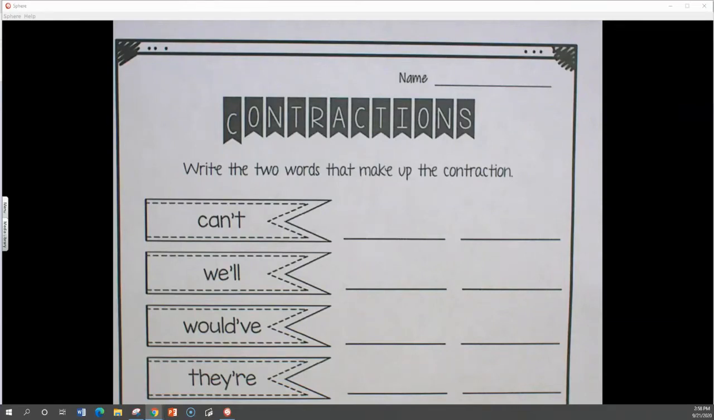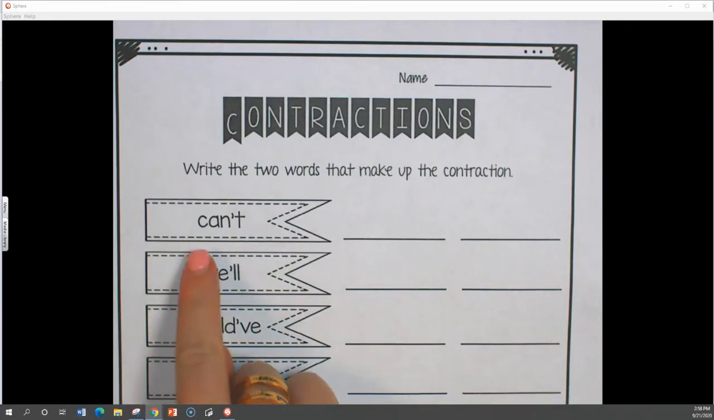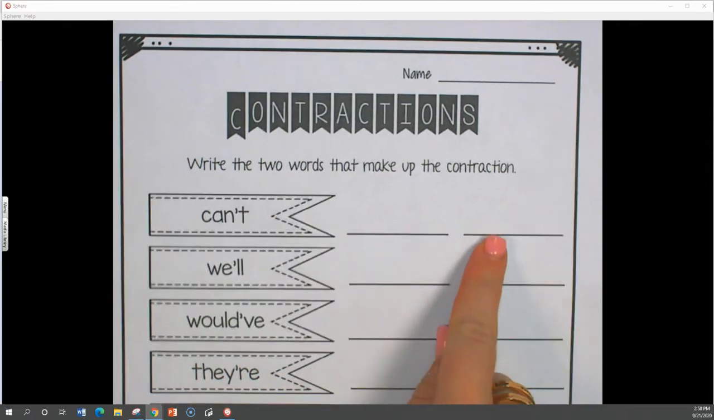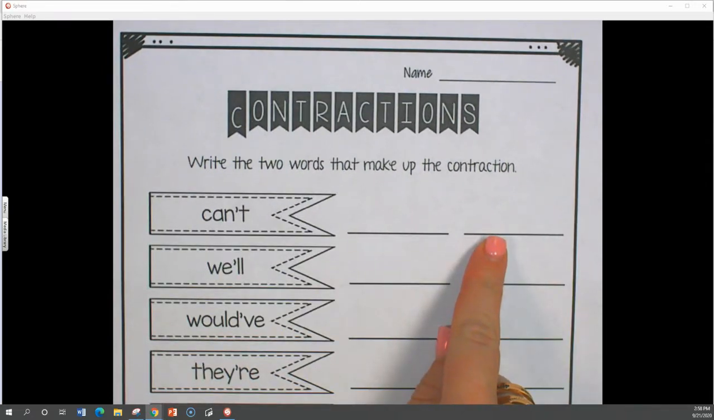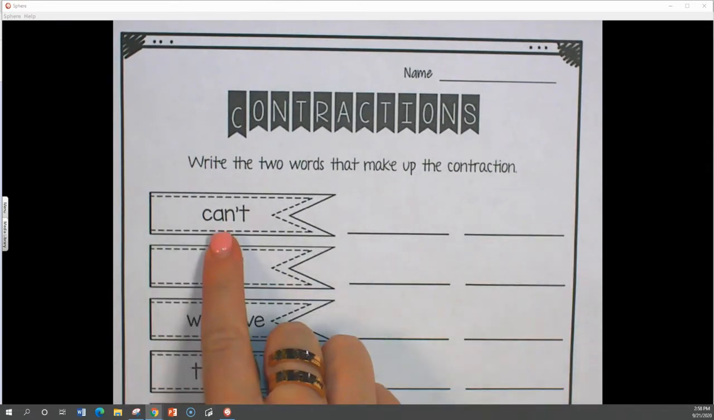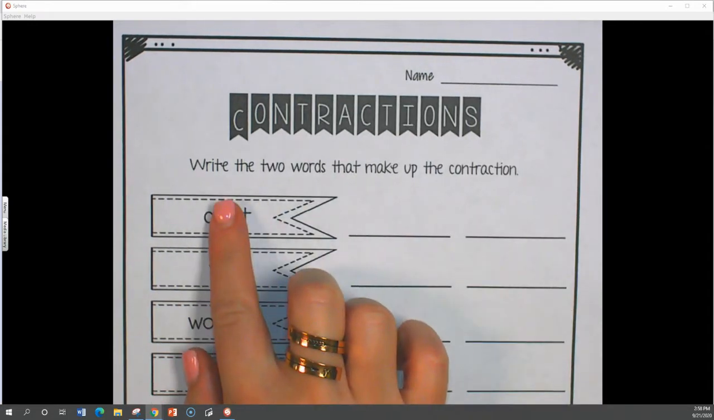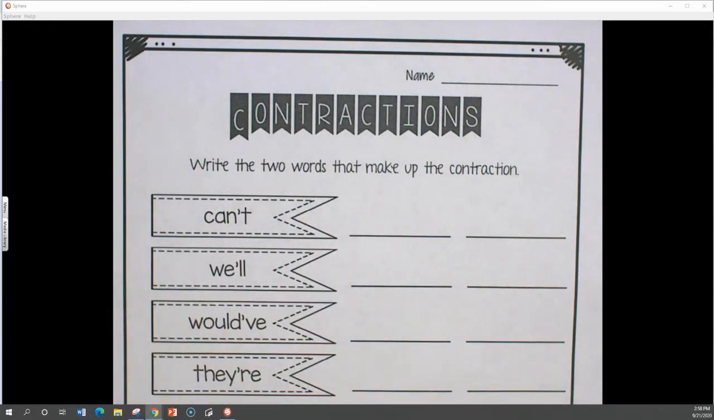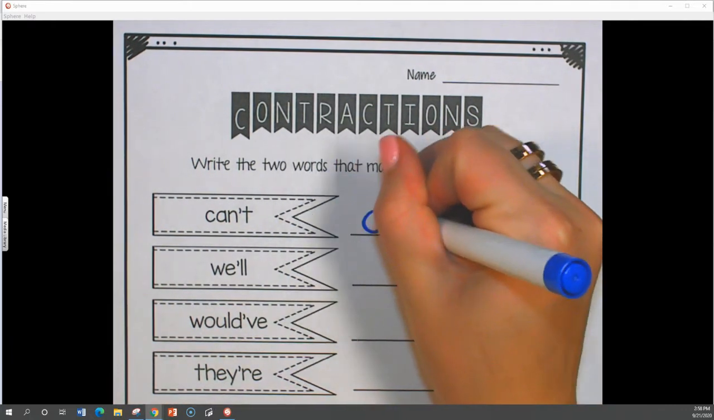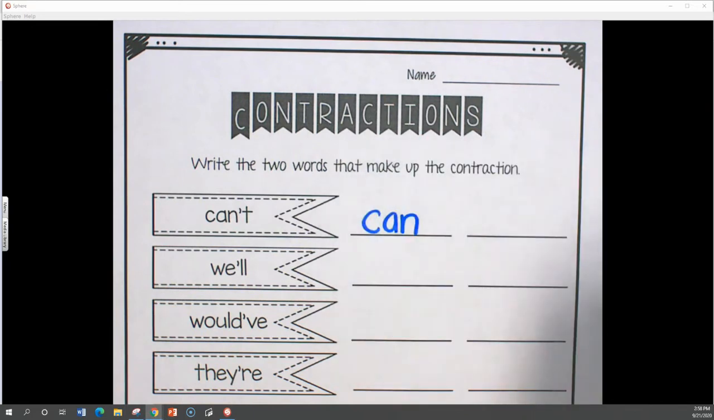Today we are going to break apart contractions to find the two words that make up the contraction. So we're going to start with the contraction can't. And we need to figure out which two words become can't. Well, I know can't is made up of can and not.